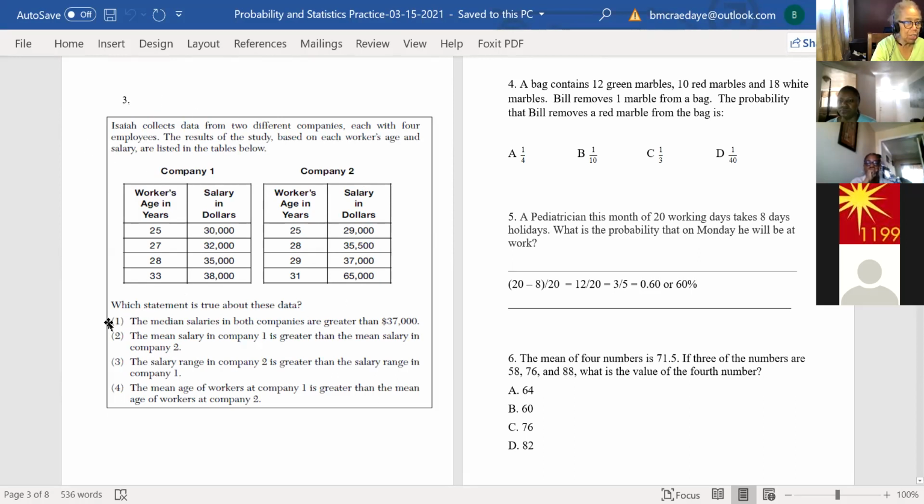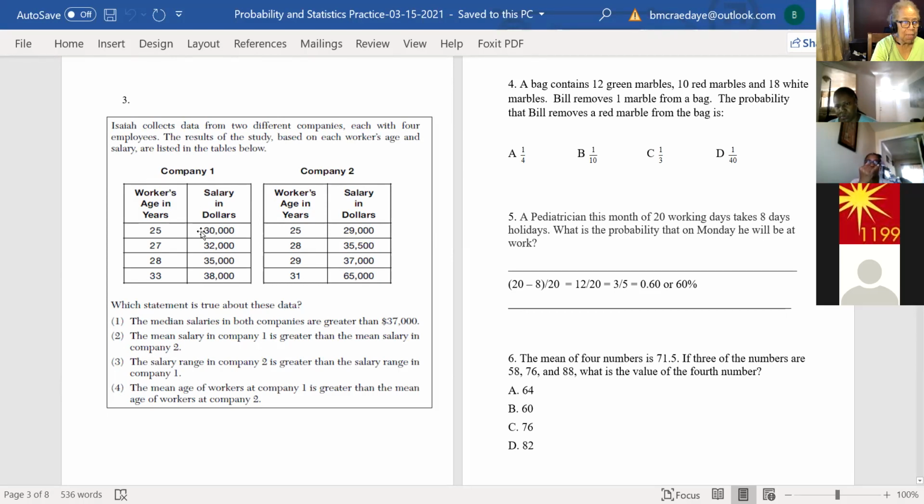And number 3 choices, they weren't A, B, C, D. They were 1, 2, 3, and 4. So you were to find which one of these is true about the data. The median salary in both companies is greater than 37,000. Now, here's the salary right here. Michelle, how do you find the median?